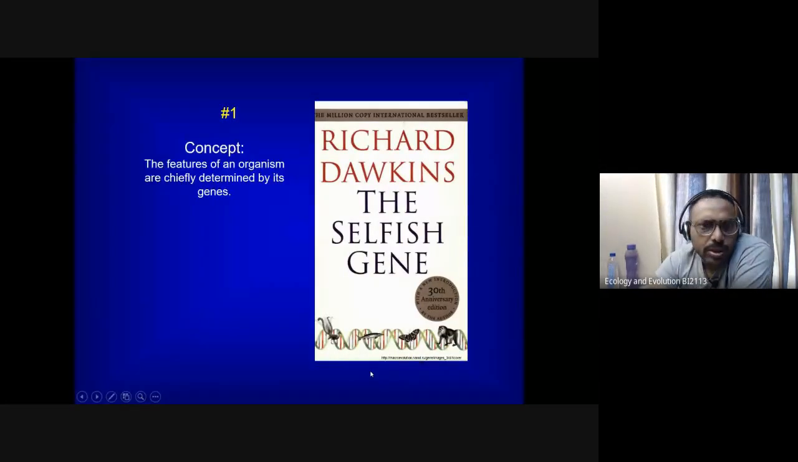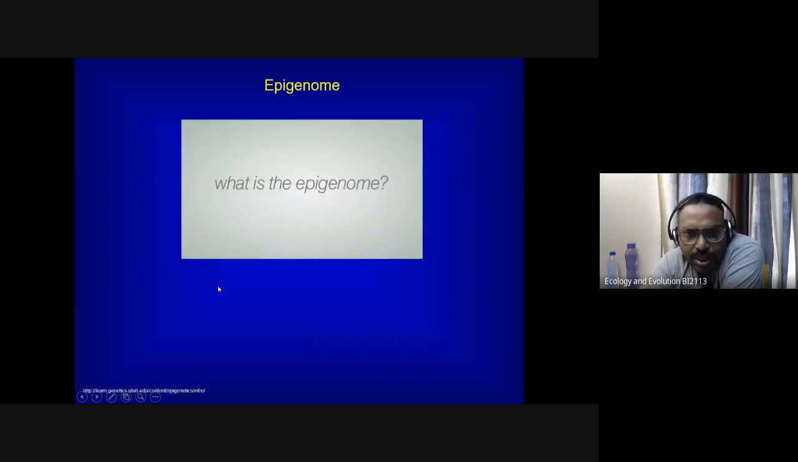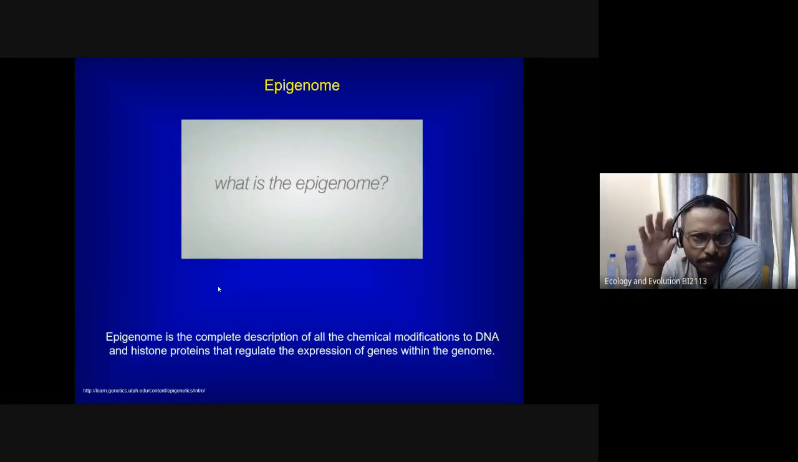So this is what we were talking about yesterday, Richard Dawkins' selfish gene, which essentially tries to say that all the features of an organism are chiefly determined by the genes, and therefore the implication was that environment was merely an agent of selection. It is in this context that we started talking about the epigenome, and the epigenome is essentially the complete description of all the chemical modifications to DNA and histone proteins, chemical modifications which do not alter the ATGC sequence. This is a very important part that regulates the expression of the gene within the genome.